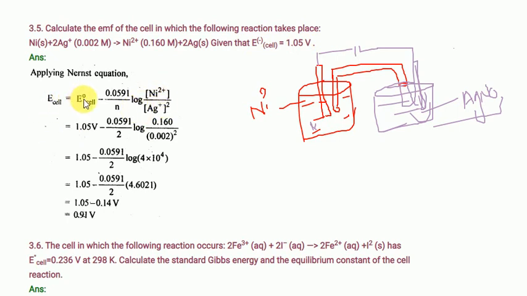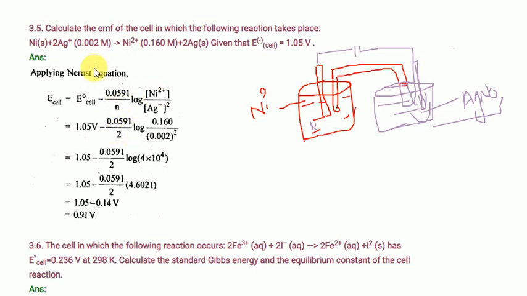So E cell is equal to E naught cell minus 0.059 by n log of nickel ion concentration by silver ion concentration. Product by reactant only, no? This is the product, product by reactant. This is the reactant. Initially, the standard electrode potential value is already given as 1.05 volts. So 1.05 volts minus 0.059 by n. Look at the charges here: nickel, silver. How many silver atoms are there? 2 silver atoms, so 2 electrons are gained by silver and 2 electrons are lost by nickel. So the total number of electrons exchanged is 2. That's why the n value is equal to 2.